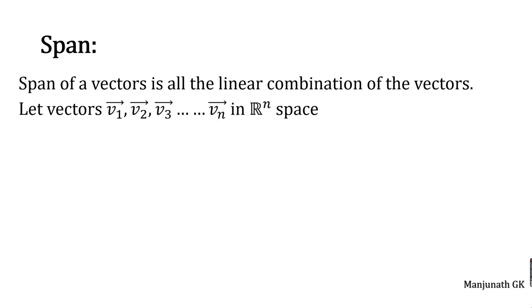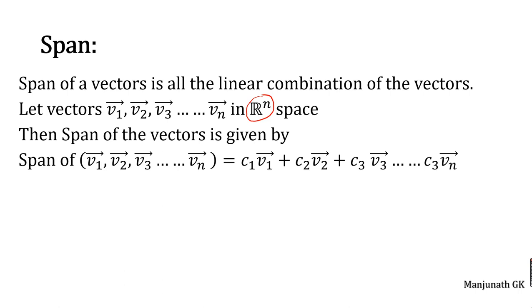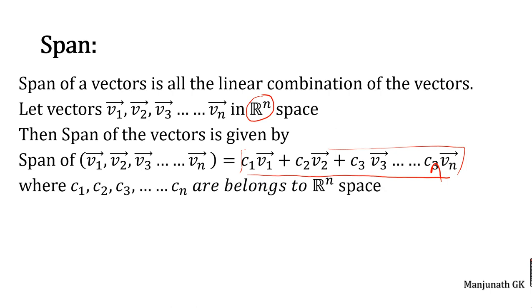Let us consider vectors from v1 to vn. All are in space Rn. Then the span of the vectors is given by span of v1 to vn. It is a linear combination of the given vectors. This RHS gives a linear combination of the vectors. This is nothing but the span of the given vectors v1 to vn, where c1 to cn belong to R.